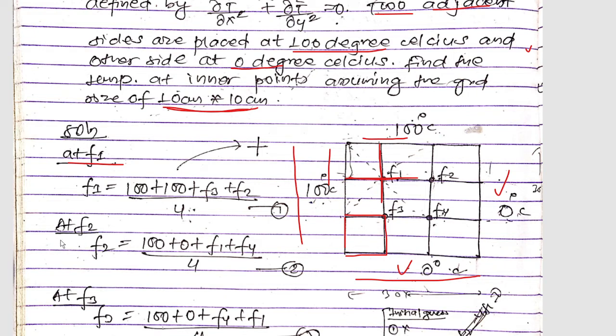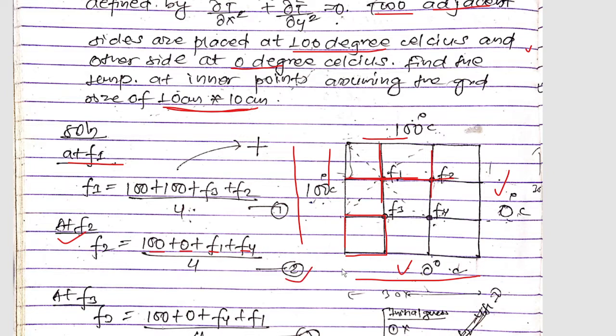Similarly, to calculate the value at f2 we will use the same plus pattern. To calculate f2, here we have 100, this side is 0, this side is f4 and this side is f1. So we have 100 plus 0 plus f1 plus f4, divided by 4. So f2 will be 100 plus 0 plus f1 plus f4 upon 4.